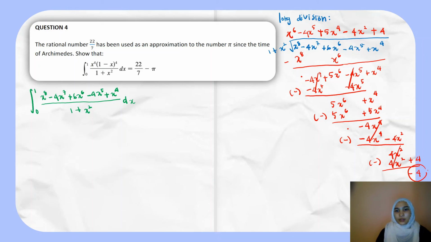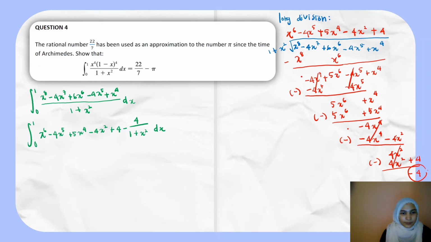So now we will put this result we got into our integral. So the integral from 0 to 1 of x to the power of 6 minus 4x to the power of 5 plus 5x to the power of 4 minus 4x squared plus 4 minus 4 over 1 plus x squared dx. So as we can see here, it's quite easy to integrate right now. So next you can integrate this term here.